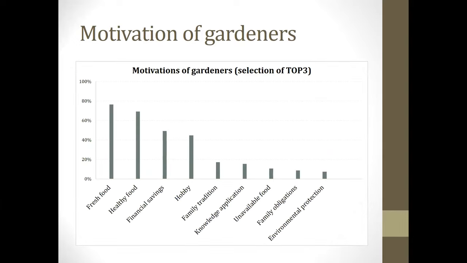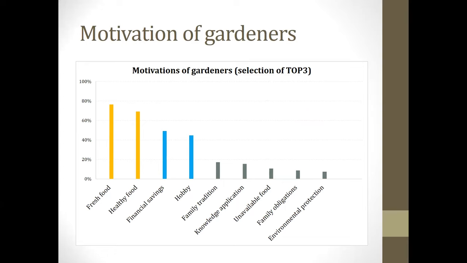So if people were asked about their motivations, they were able to select from nine options the top three motives for gardening. Explicit environmental protection was at the bottom for almost all social groups, while fresh food, healthy food was always on the top, and financial savings and hobby were also quite important, and then there is the rest. So on one hand, the explicit environmental protection is not important. On the other hand, their behavior is environmentally friendly. And this is something that Petr Jehlička labels as a quiet, non-intentional sustainability.